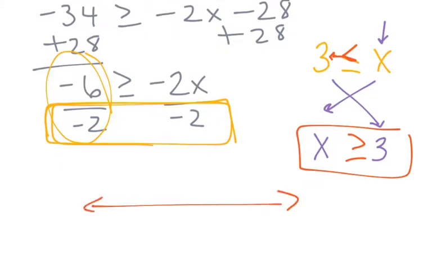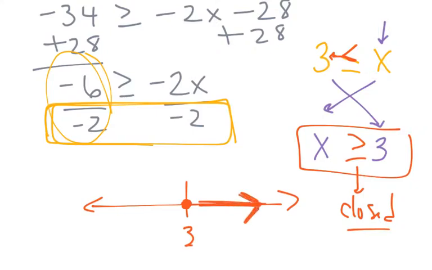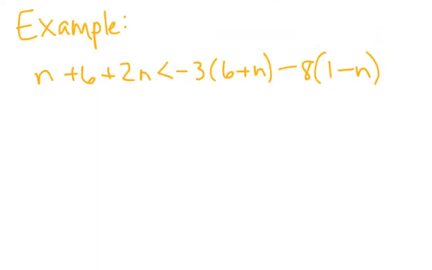To show visually these answers, I'm going to find the 3 on the number line. This corresponds to a closed dot because of the fact that 3 counts as an answer. So closed dot here, and then this is greater than, so in this direction is where it's greater than 3. So here is my answer right here, visually and algebraically. So here's my visual answer, here's my algebraic answer. Okay, let's look at one more.